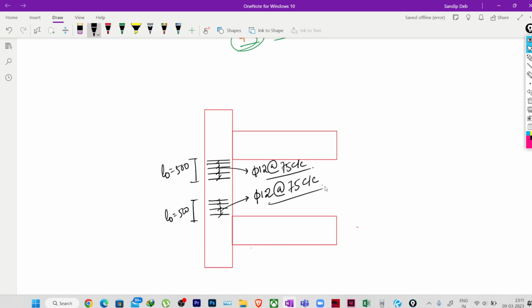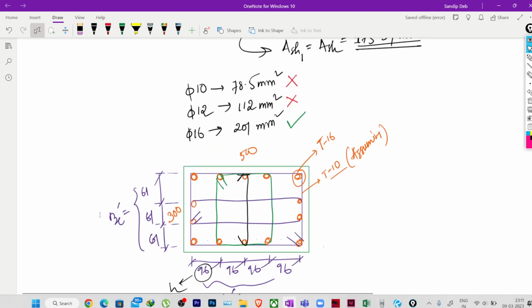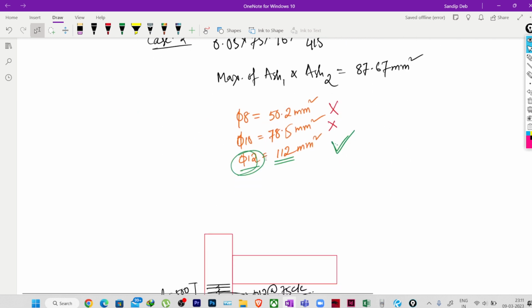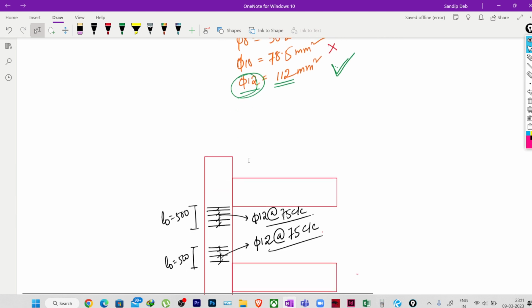So this confinement reinforcement, this bar size and the arrangement all depends on the ties that you are providing, and this BC and HC dimension that you are getting, means the arrangement of your transverse links and the main link. Based on that only you are getting the diameter of the confinement reinforcement.